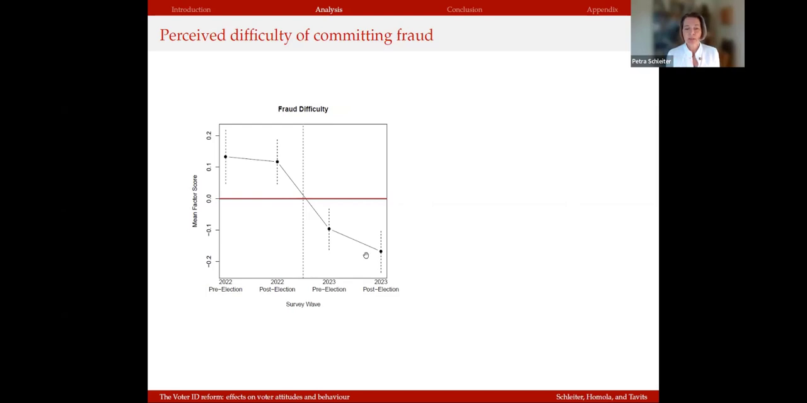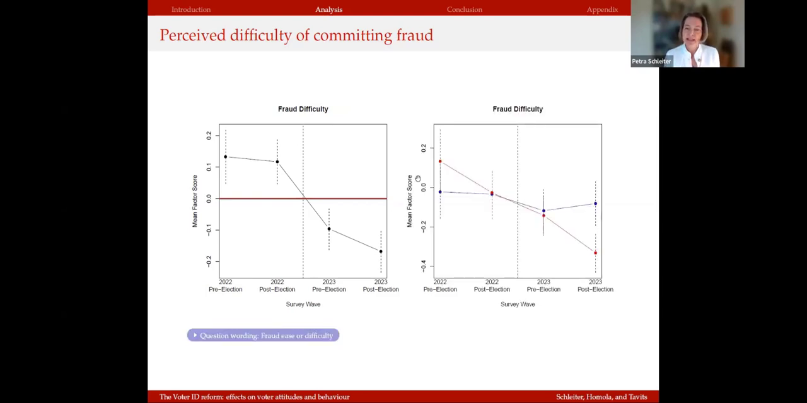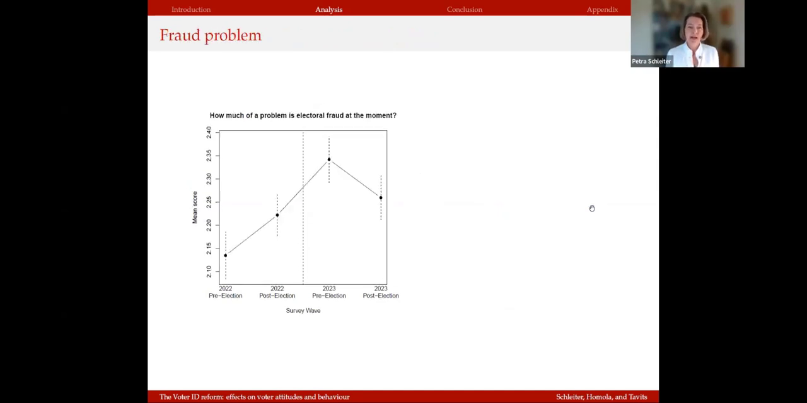It's very clear that people perceive it as less easy to commit fraud. That's exactly what we would expect with the introduction of voter ID. And if anyone is more affected by this, it's Labour voters, but in both groups, we see a decline of the perceived ease of committing fraud. But then when we ask about whether people perceive fraud as a problem, it's clear that they perceive fraud more as a problem after the introduction of voter ID.